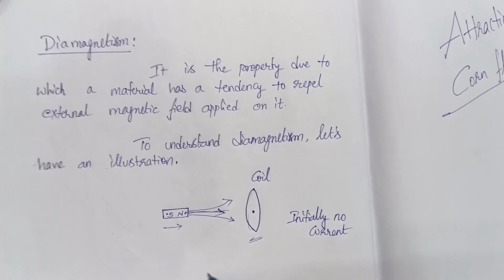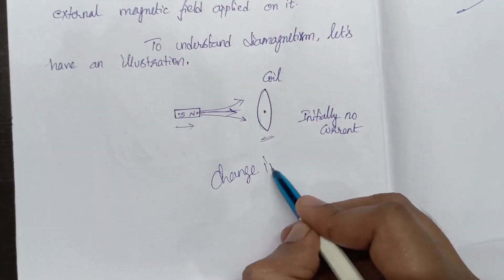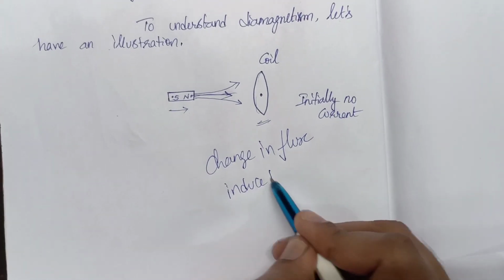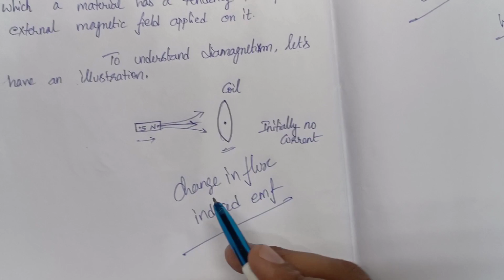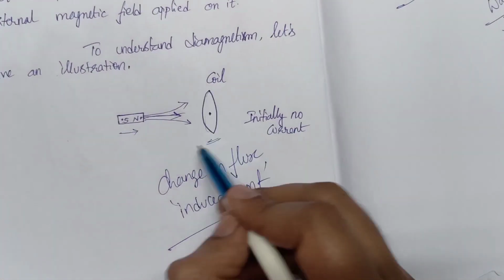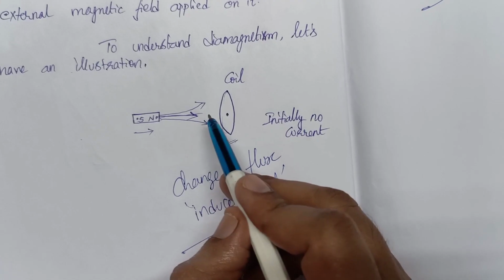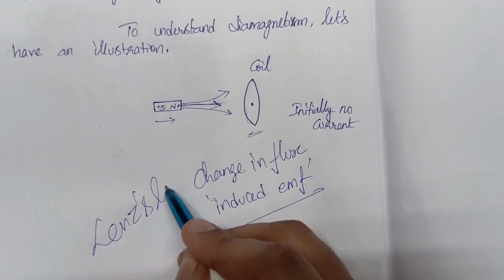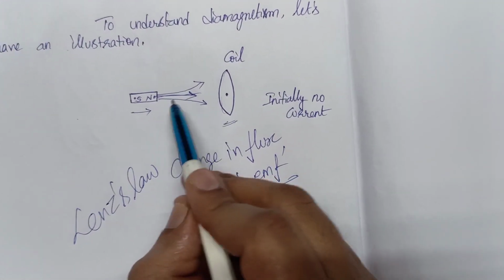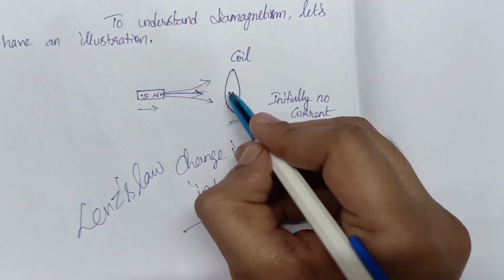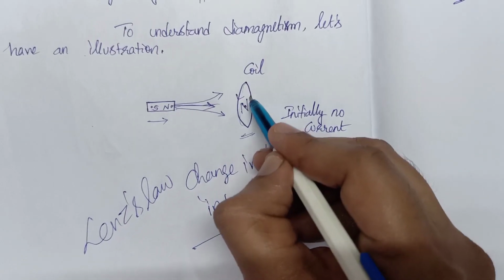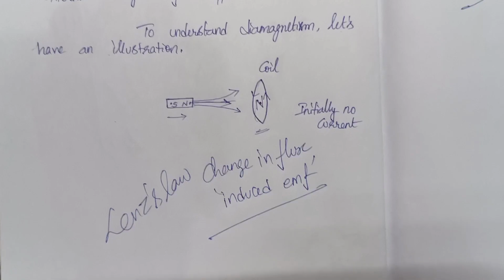So whenever there is a change in flux, there will be an induced EMF. This is called electromagnetic induction. Therefore a current will be induced in this loop. That current will oppose this external magnetic field. This is called Lenz's law. So as the north pole is coming towards the coil, in order to oppose this, a north pole will be induced in this coil. That means an anti-clockwise current will be induced in the coil.